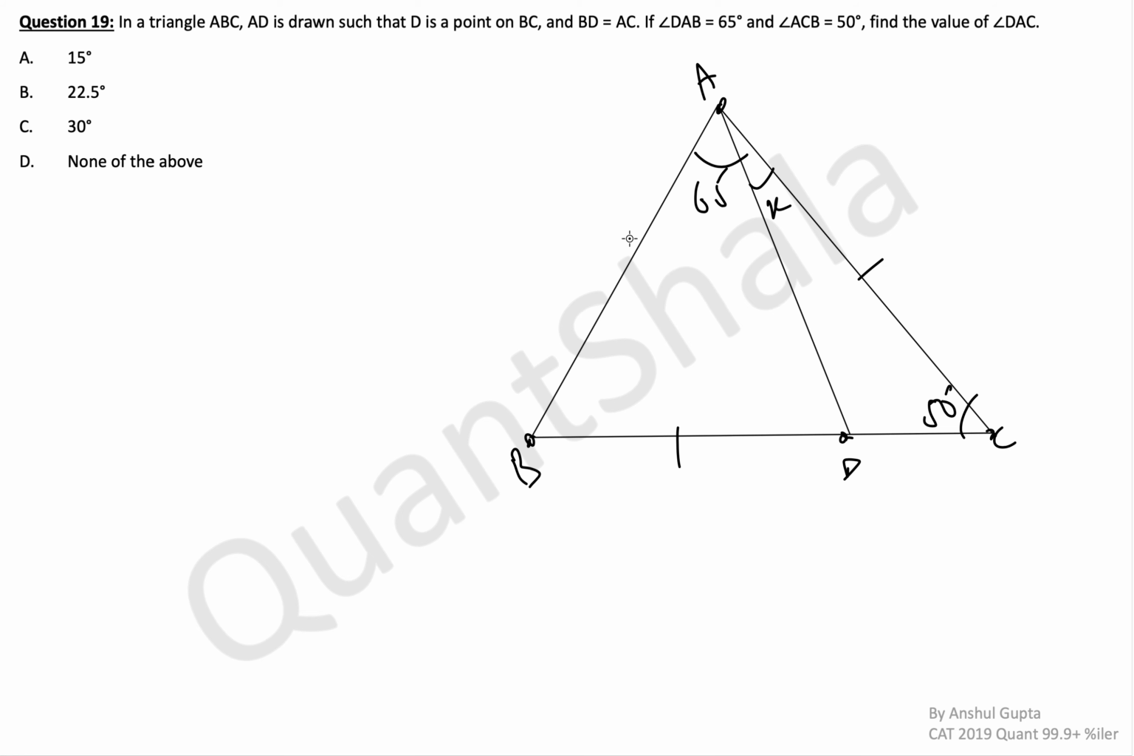Let's take that as x. First of all, let's try to label all the angles that we can. This is 65 plus x, this is 50. Total becomes 115 plus x. So by angle sum property, this will be 65 minus x. By simple exterior angle property, this will be 50 plus x. And by angle sum, this will be 130 minus x. Now we've labeled all the things here.